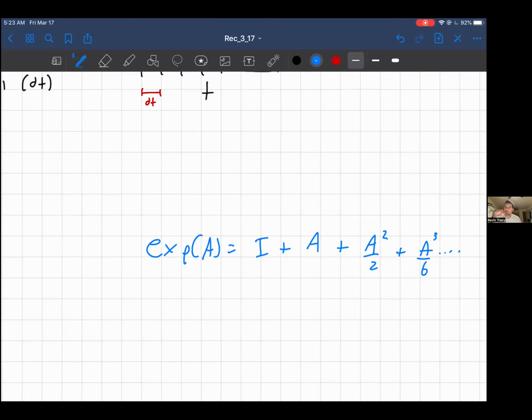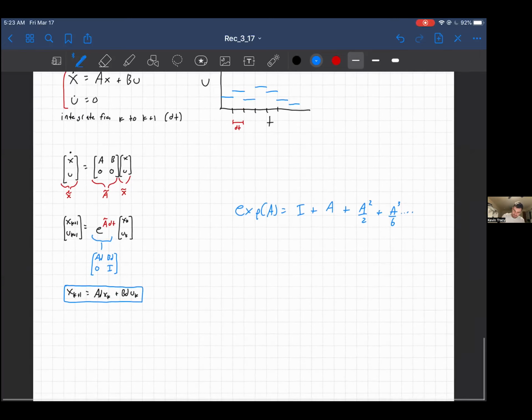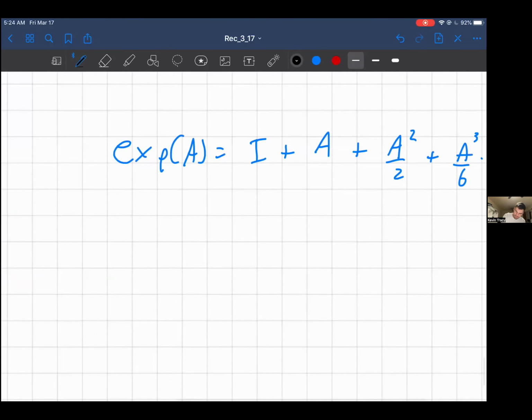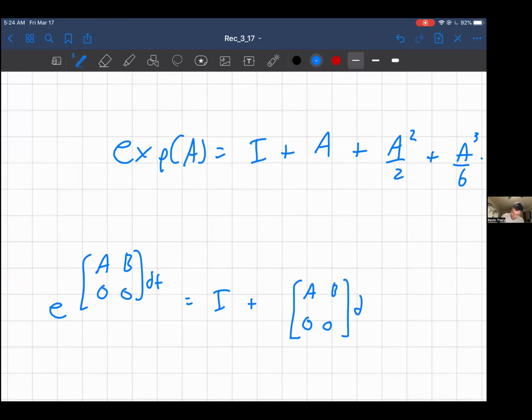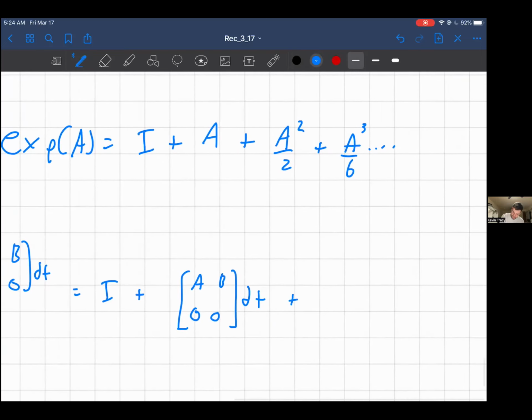Okay, so I got a question. How do we know that e to the A tilde dt is of that form? So this comes down to, how do I know that e to the [A B; 0 0] dt equals I plus [A B; 0 0] dt plus [A B; 0 0] squared dt squared over 2.